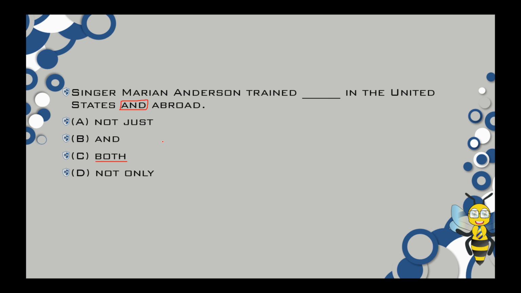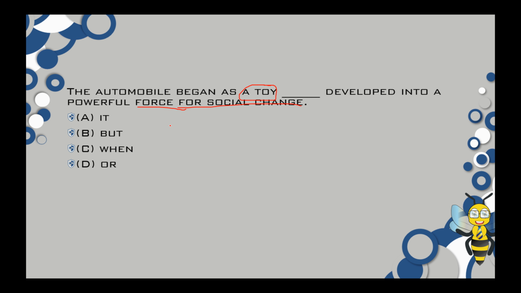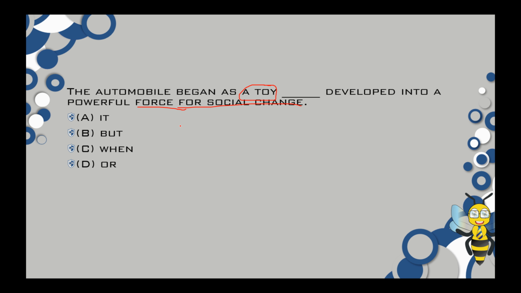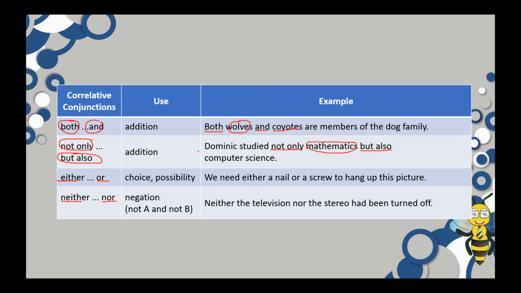Could you please go back to the previous one? The correlative conjunctions. And not only, but also, it's only one, right? Yes, that's right. They will always be together. Do you know the meaning of all these correlative conjunctions? Yes.